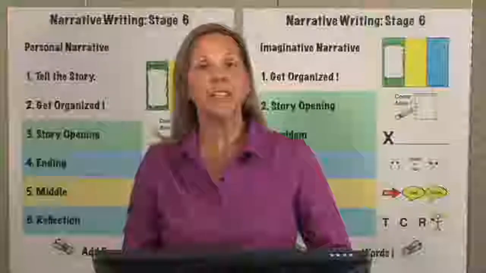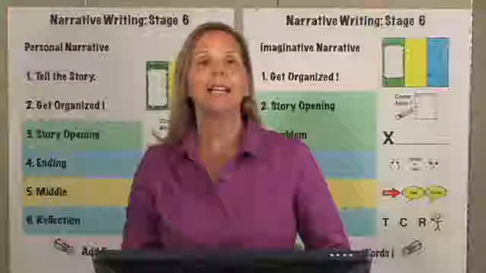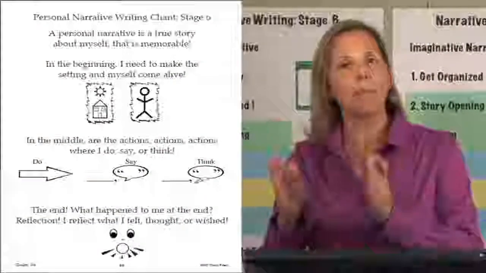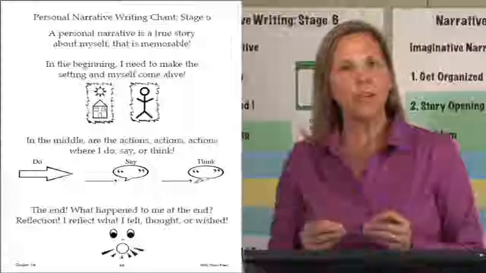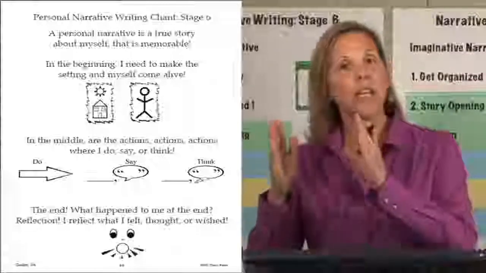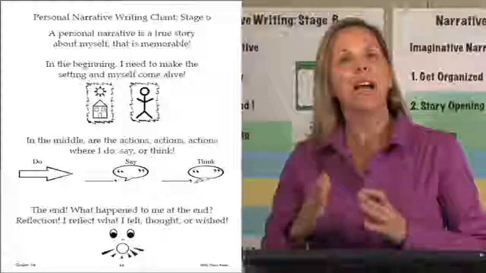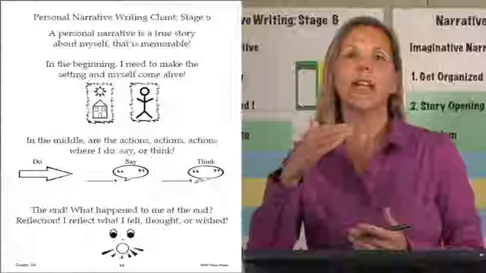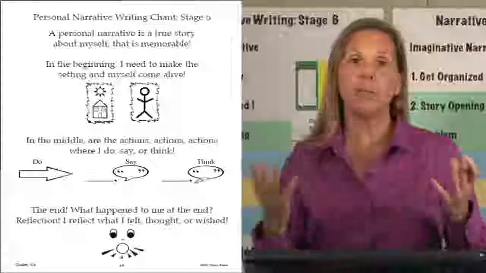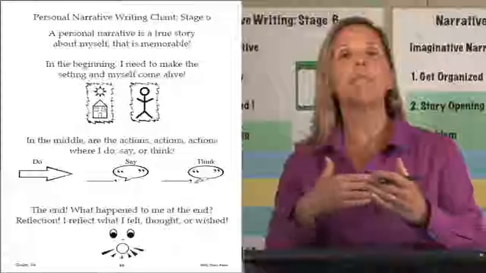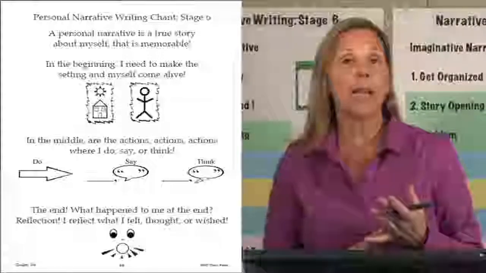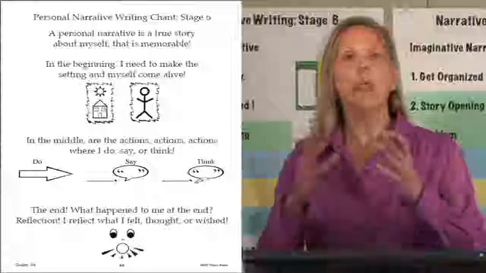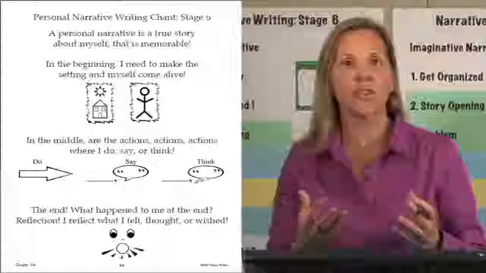Please turn to page 66 for personal narrative writing at stage 6. At this level, the students will have a beginning, middle, end, but the difference between stage 5 and 6 is really in the beginning. In the beginning of the story, there will be a story opening, but instead of just selecting setting, character, action to make the story opening sentence, the students will have many different choices. They could start with dialogue, they could start with thoughts, they could start with setting, character, action. So they have more choices to begin their story.